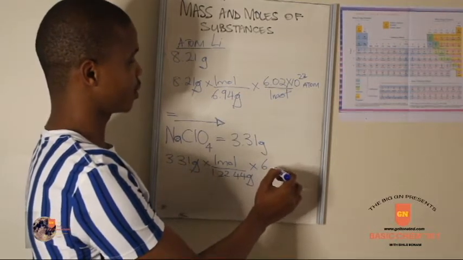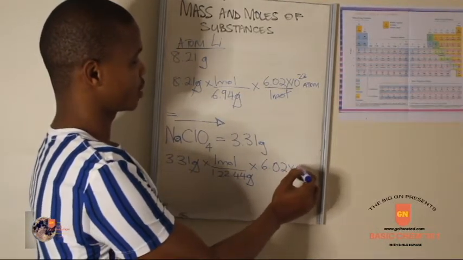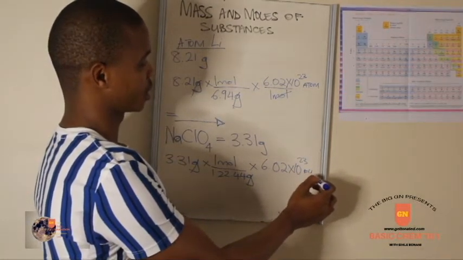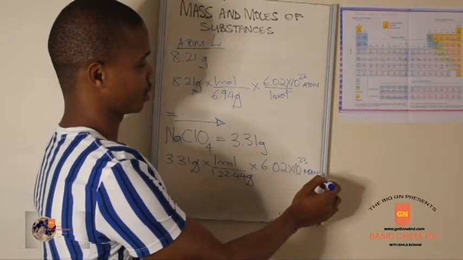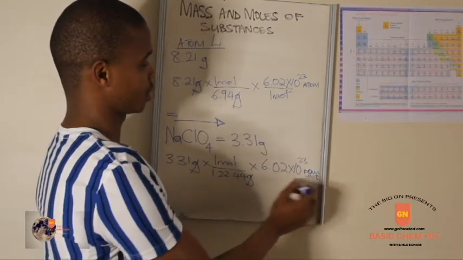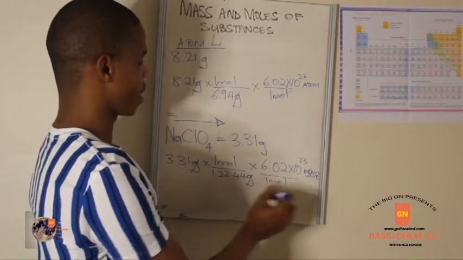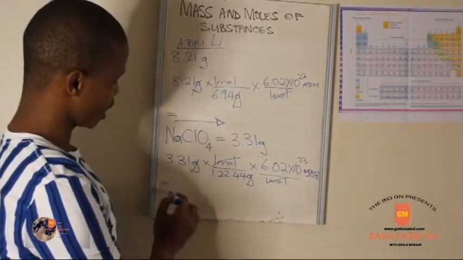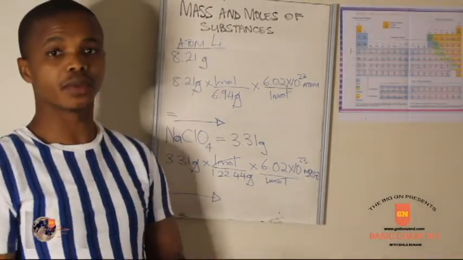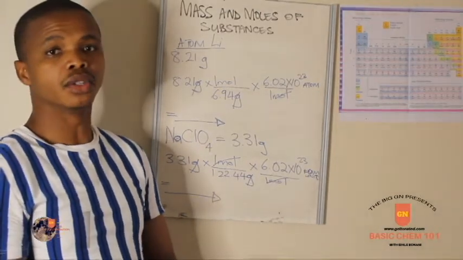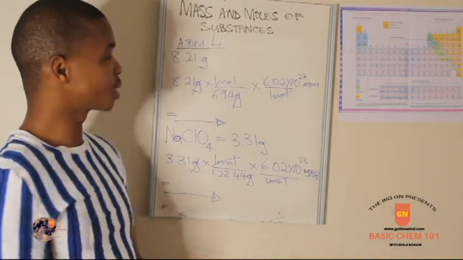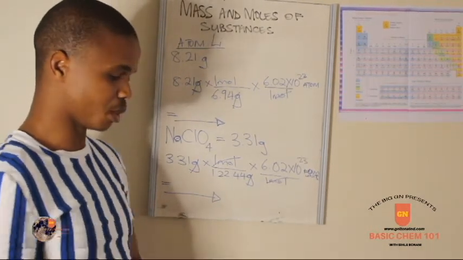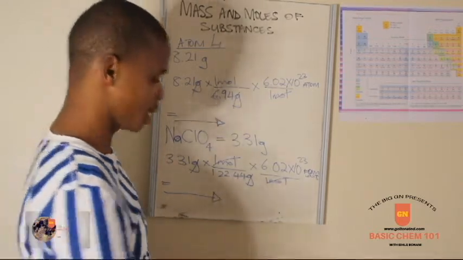Then 6.02 times 10 to the power 23 formula units in 1 mole. Then you get your answer. Then from wherever you are, you can calculate and get your answers. And then you practice more. Let's just do 1 more and then we stop for the day.